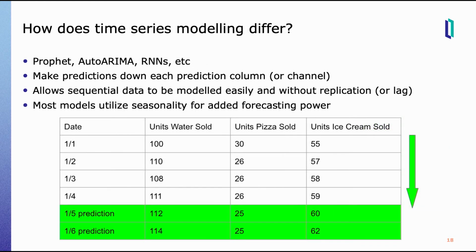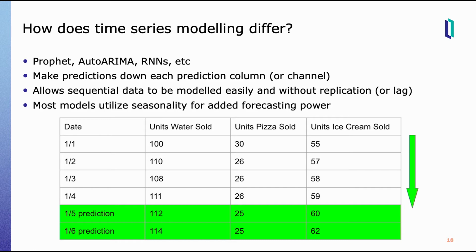So what we choose to do instead is sequential modeling with a time series model. Some popular examples of algorithms here are Prophet and ARIMA. We have recurrent neural networks as well. These models allow us to make predictions down each prediction column, or as I'll call them at points in this presentation, channels. As we can see in the table, we will be using data from the first 4 rows here to make predictions down and populate 2 new rows of predictions. This type of modeling will allow us to model sequential data easily and without replication or lag, which can save a bit on memory.